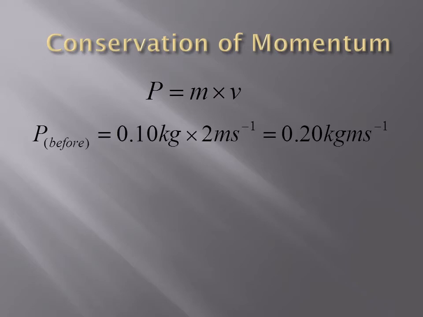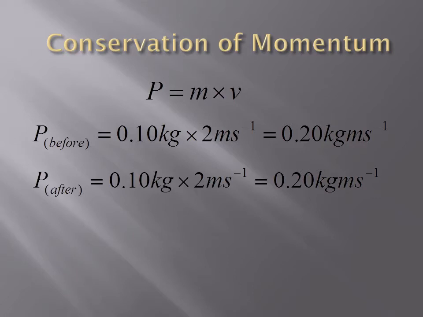This leads us to the conservation of momentum. If we work out the momentum, which is the mass times the velocity, we see that beforehand the momentum is 0.2 kilogram meters per second. That's 0.1 kilogram times 2 meters per second. Of course, afterwards we had a 0.1 kilogram ball bearing that went at 2 meters per second as well. So the momentum is 0.2 kilogram meters per second.